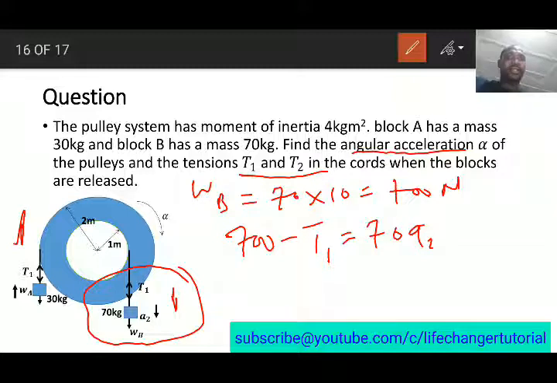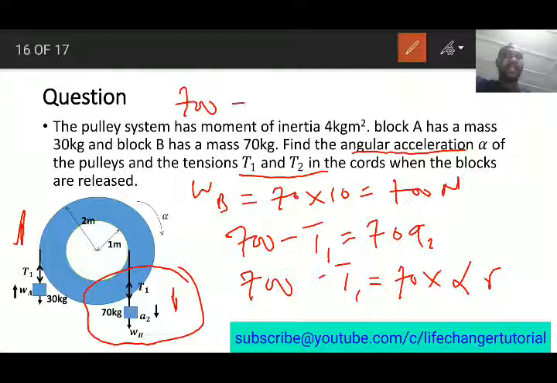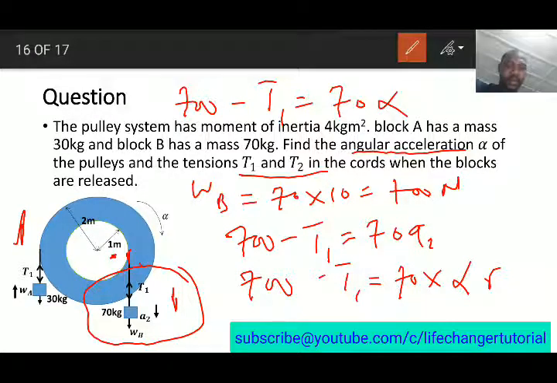So nothing changes. We can write that as 700 minus T1 is equal to 70 times a2. Remember, acceleration is angular acceleration times radius. So 700 minus T1 equals 70 times radius. The radius here, if you notice, is 1 meter. So 70 times 1 will give us 70 alpha. I would say that you can find a biro and write that down somewhere.